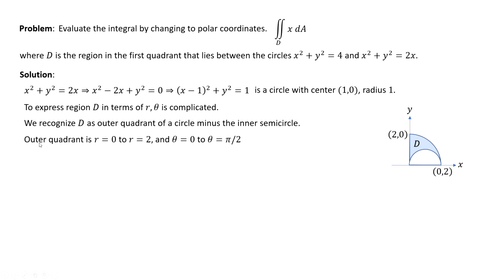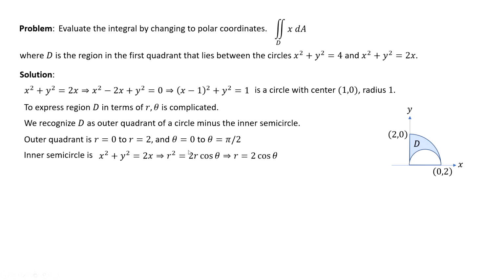So the outer quadrant itself, let's figure out how to represent it in terms of r and theta. And that seems to be fairly straightforward, right? r equals 0 to r equals 2, and theta goes from 0 to pi halves. That part is straightforward. Now the question becomes, how do we write this semicircle in terms of r and theta?